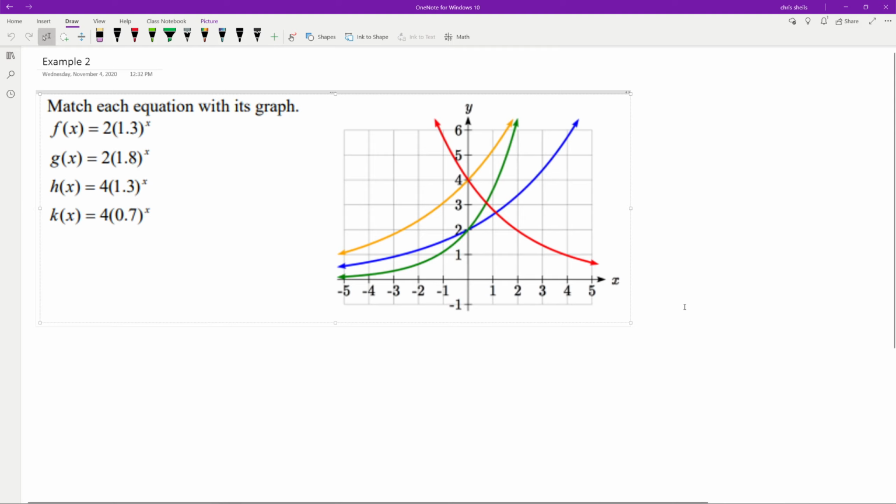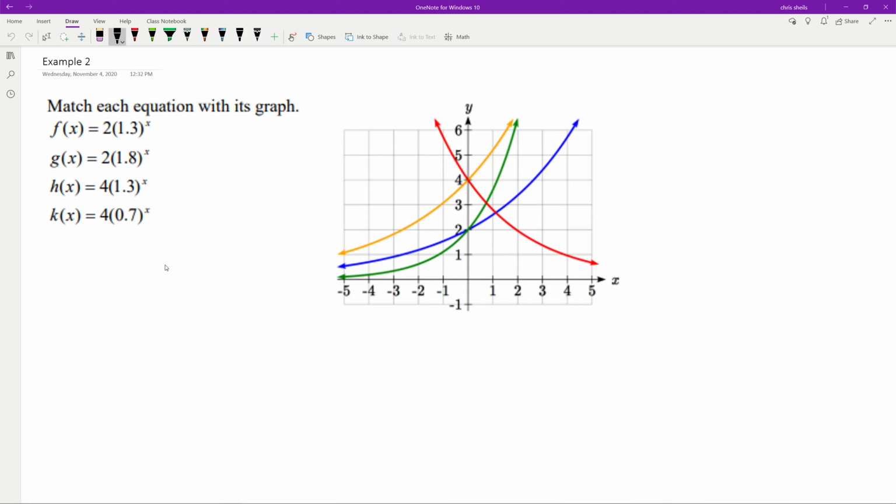And here, let's match each equation with its graph. The easiest one might be k of x, because k of x is exponential decay, right? So k of x matches the red graph. It's the only one going in the opposite direction of the others.